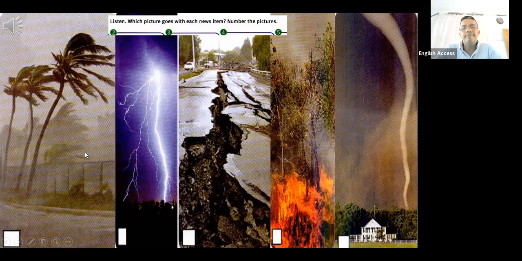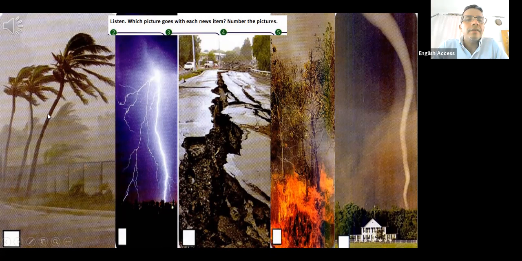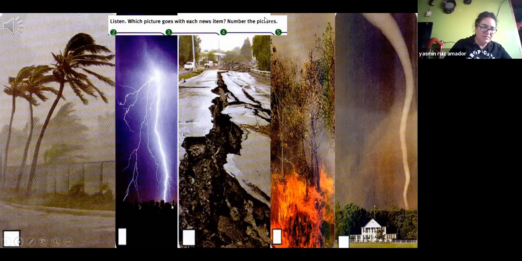Okay, guys. Did you catch each picture? Could you listen carefully? Yes? Yes, teacher. All right, let's see. This picture. You see the palm trees. What number is that? Number 1. Number 1.